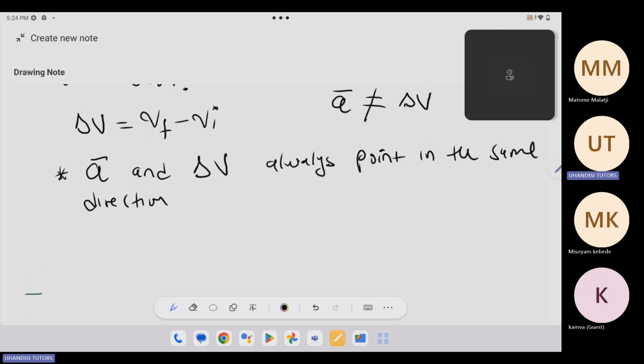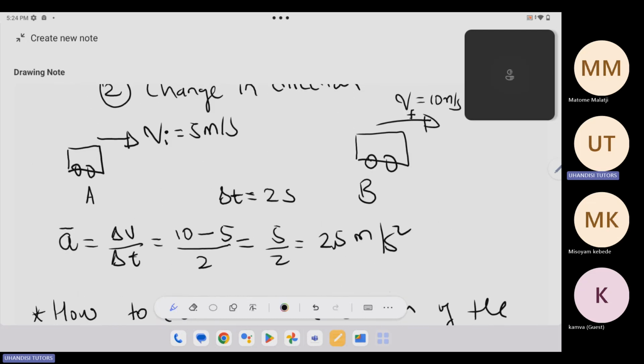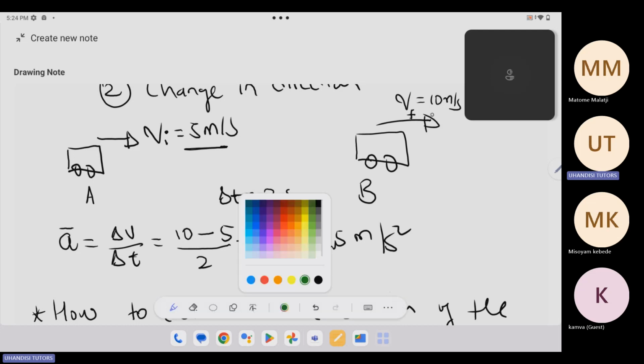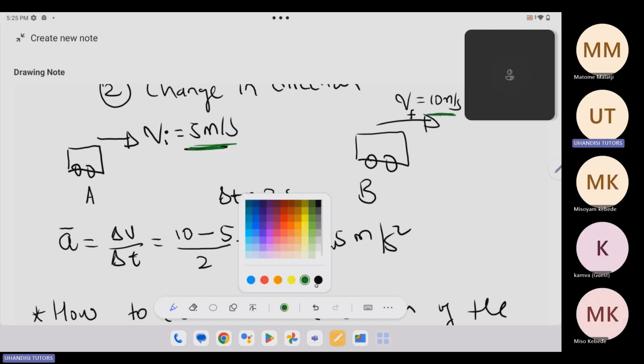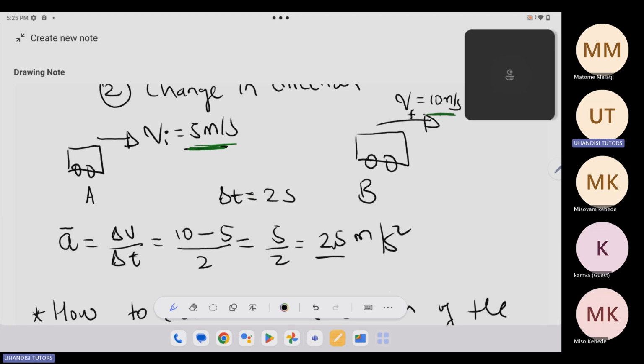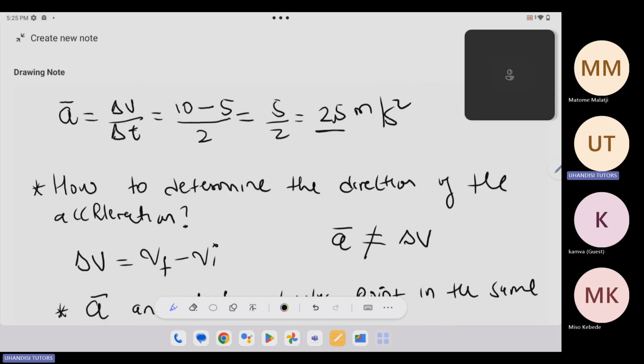So let's use the very same example, where you have a car moving to the right. At point A, it's moving at 5 meters per second, but now at point B, it is moving at a different velocity. It's now moving at 10, right? So we said that this car must be accelerating, and we measured the acceleration to be 2.5 meters per second squared. So now the question is how can we determine the direction of this acceleration? We are going to use the change in velocity.